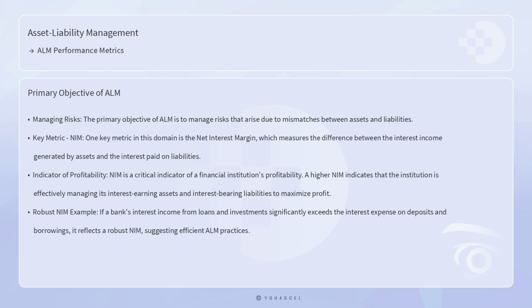A higher NIM indicates that the institution is effectively managing its interest-earning assets and interest-bearing liabilities to maximize profit. For instance, if a bank's interest income from loans and investments significantly exceeds the interest expense on deposits and borrowings, it reflects a robust NIM, suggesting efficient ALM practices.